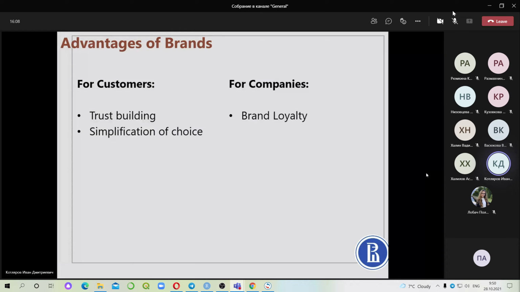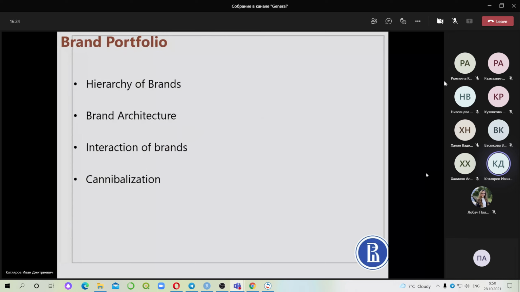Brands create trust for customers, and this trust is a source of loyalty for companies. Okay, so let's continue, ladies and gentlemen. Now, as you know, most companies, not all, but big companies normally do. In the case of big companies, there are no unique brands in most cases. Companies use different brands for different purposes, and there is a hierarchy of brands.